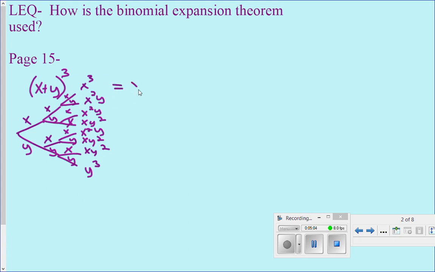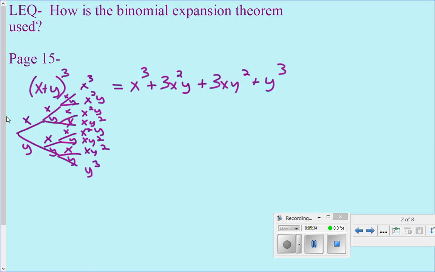So if I use that tree diagram to write my terms out, I would see that I have 1x cubed plus I have x squared y, and a third x squared y. So there are 3 of them. Plus the xy squareds, we have 1 right there, 2 right there, a third right there. So 3 of them. And lastly, I have 1y cubed. Okay, so that's how I can expand x plus y, the quantity cubed.